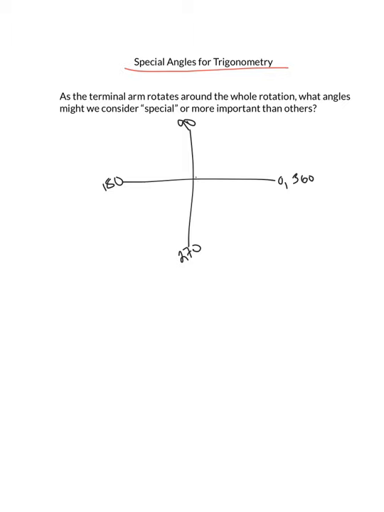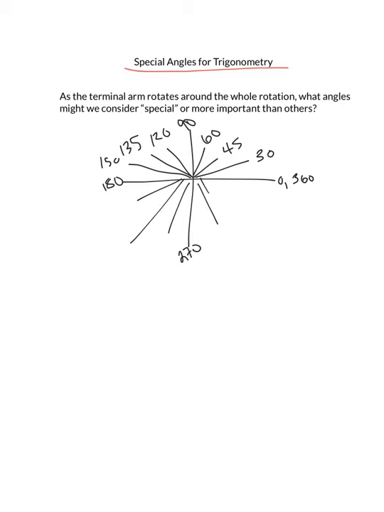So angles like 30, 45, 60. These angles would continue into all four of the quadrants. So 120, 135, 150. And then obviously continuing on.